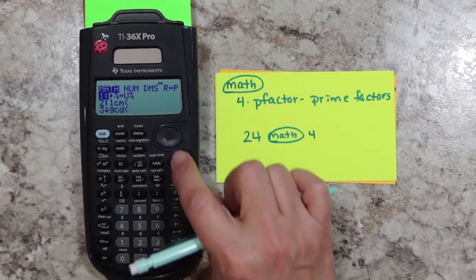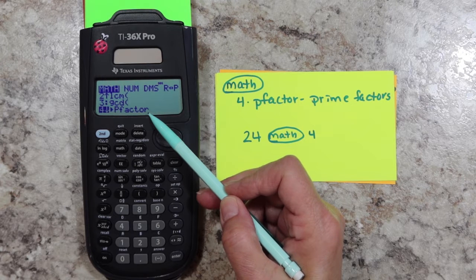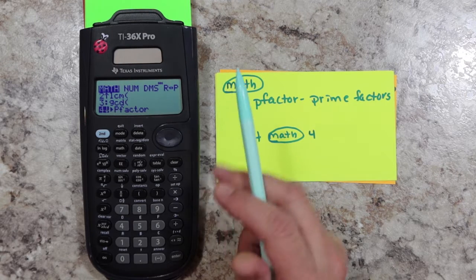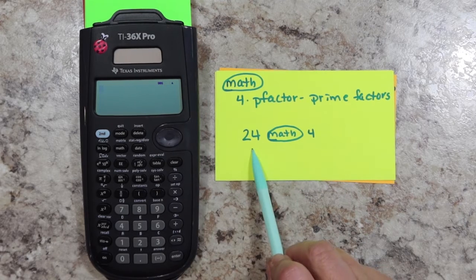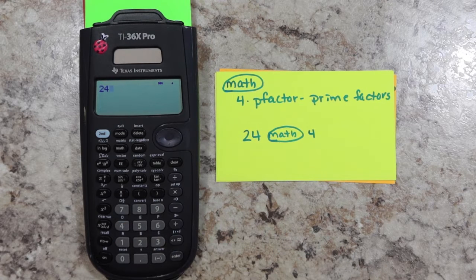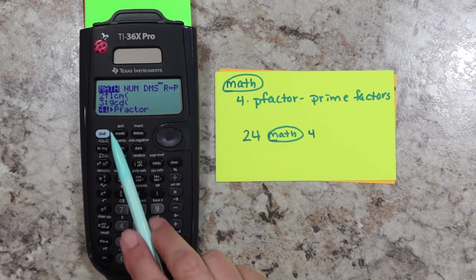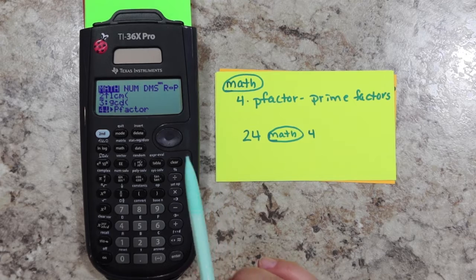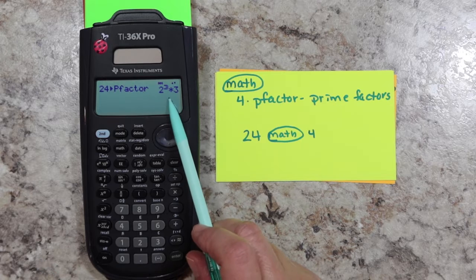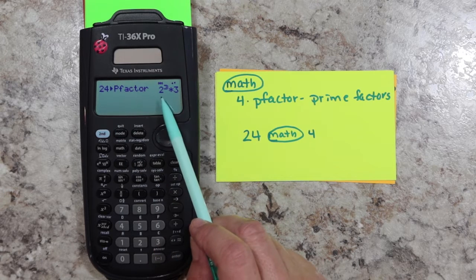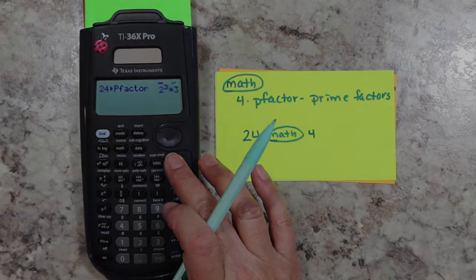So let's do math again. This time let's scroll down to number 4. You see where it says P factor? This stands for prime factor, if you need to find the prime factors of a number. Now with this one, you do have to put your number in first. So let's say I want to prime factor the number 24. I'm going to input 24, then I'm going to hit math. And if you're familiar enough with your calculator, you could just hit the number 4, enter, and it would give it to you. Or you can scroll down, hit enter again, and it tells me the prime factors of 24 is 2 to the 3rd power times 3. So this calculator will prime factor a number for you.